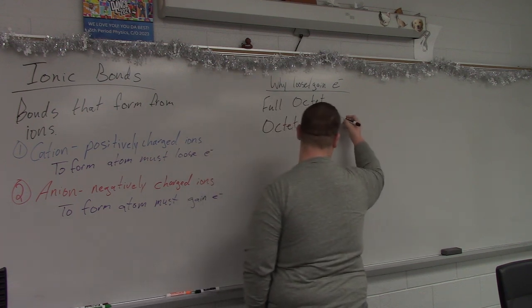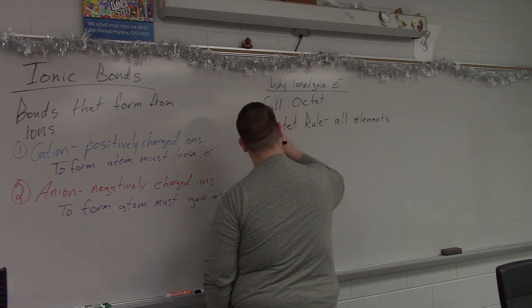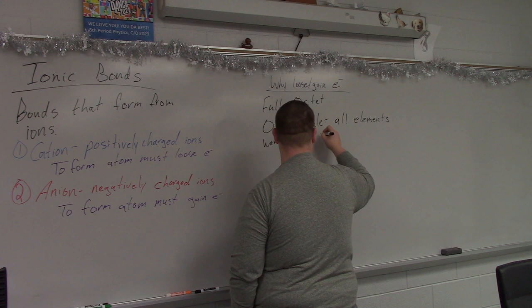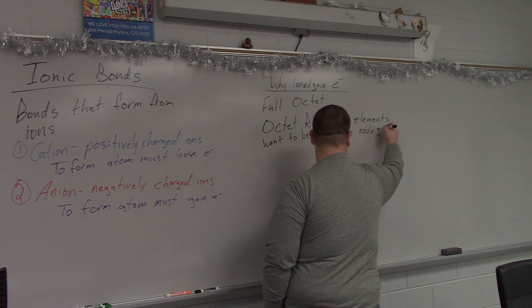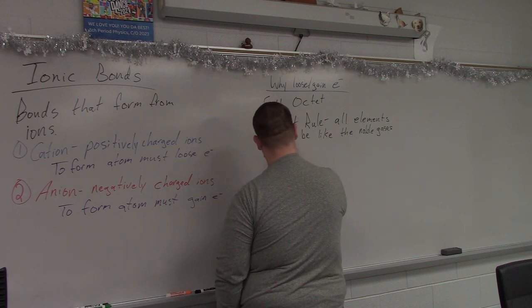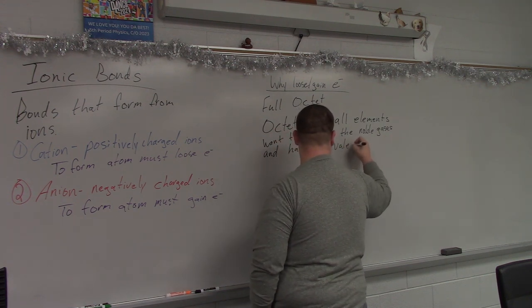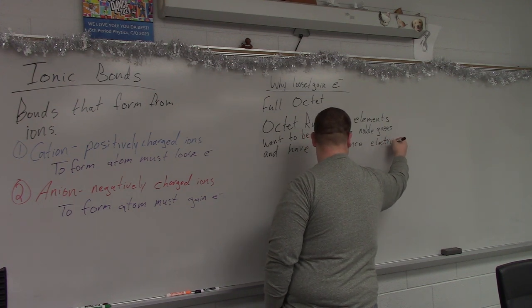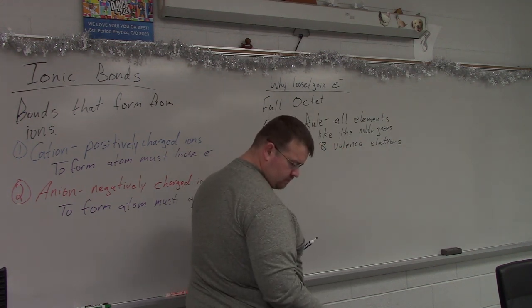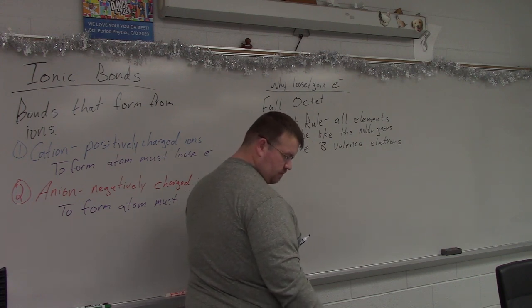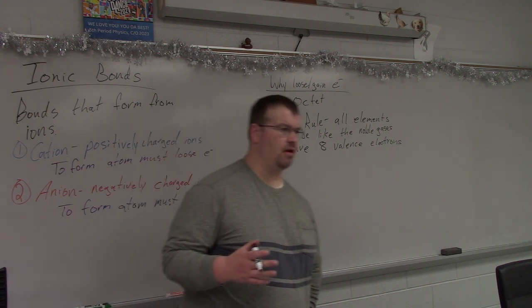So the octet rule states all elements want to be like the noble gases. Eight valence electrons. They want to be like us. So when you're breaking this down, you're looking at the eight valence electrons that we're talking about.